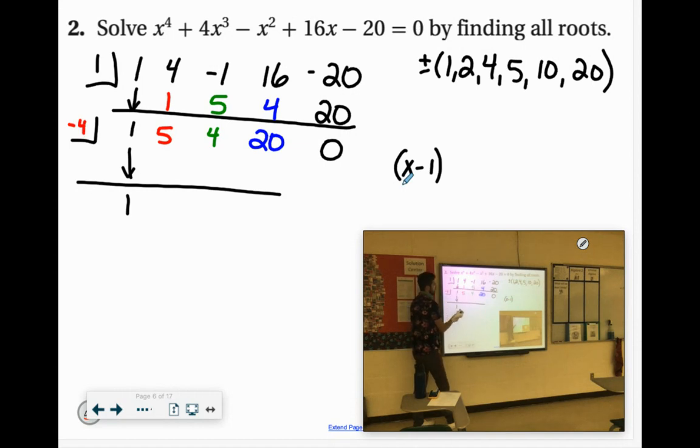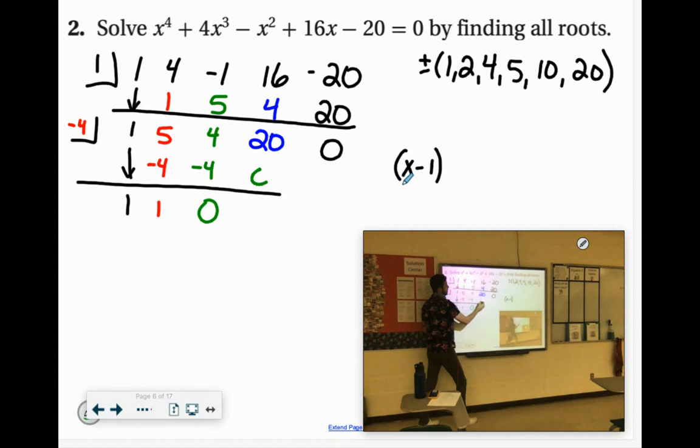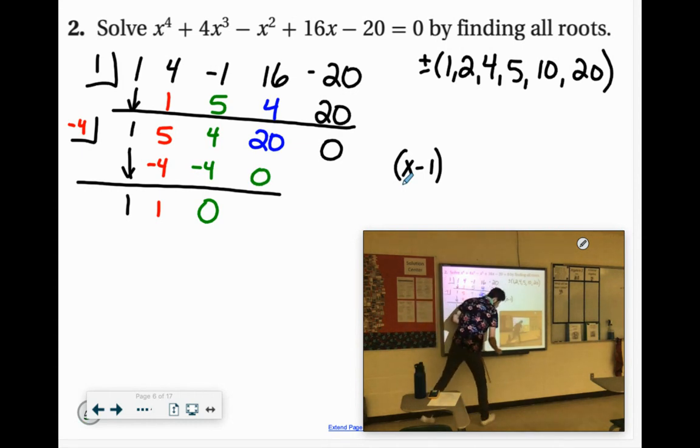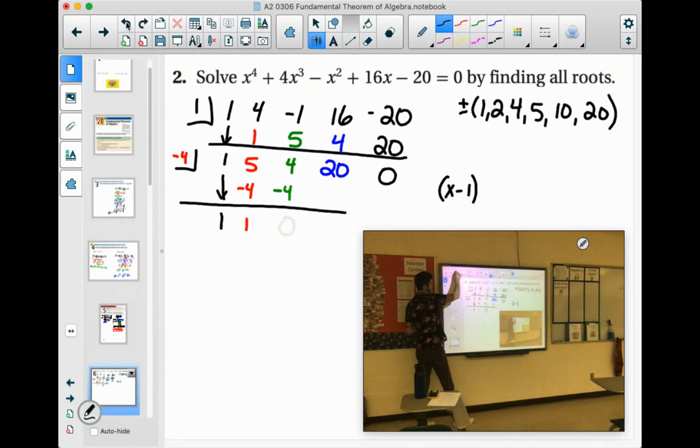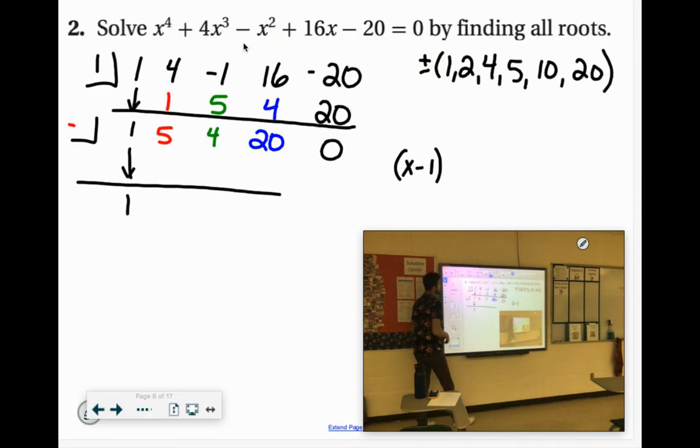So 1 times negative 4 is negative 4. 5 plus negative 4 is 1. Negative 4 times 1 is negative 4. Plus 4 is 0. 0 times negative 4 is 0. So that won't cancel out. So negative 4 is not going to work. So let's try negative 5. And then we'll try negative 10 if that doesn't work.